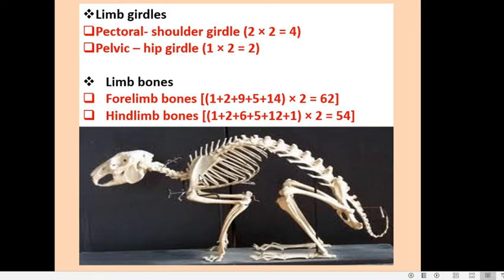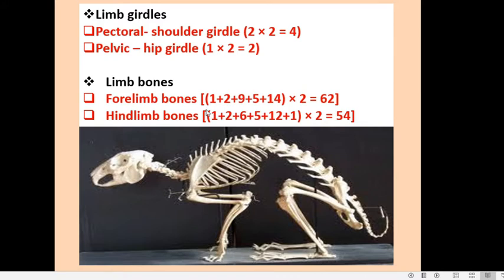So here in this diagram, this is the pectoral girdle and this is the pelvic girdle. So what are these girdles meant for? It is from the pectoral girdle that the forelimb bones are suspended. It is from the pelvic girdle that the hind limb bones are suspended. So these girdles are meant for suspending the bones of the forelimb as well as the hind limb respectively. Limb bones constitute the forelimb bones. So these are the bones of the forelimb and the hind limb bones which you can see here.